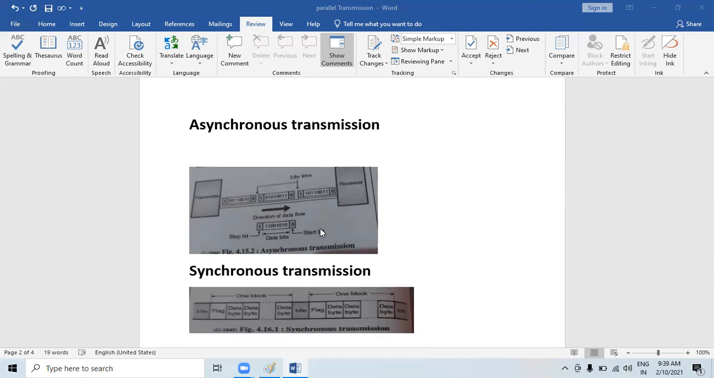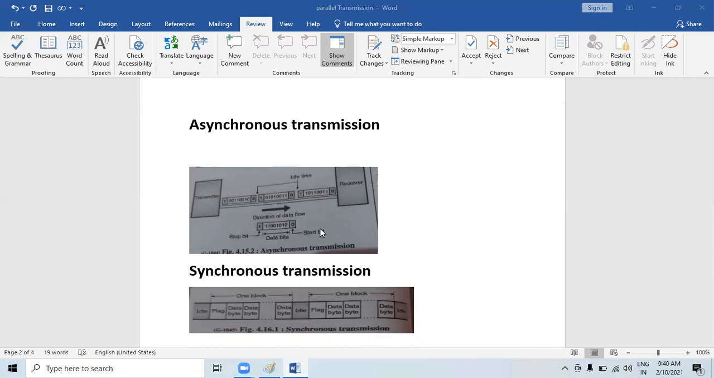So why is it called asynchronous? The mechanism is called asynchronous because at the byte level, the sender and receiver do not have to be synchronized. They both don't have the synchronous time. So that's why it's called asynchronous.